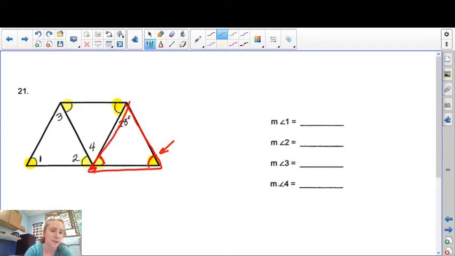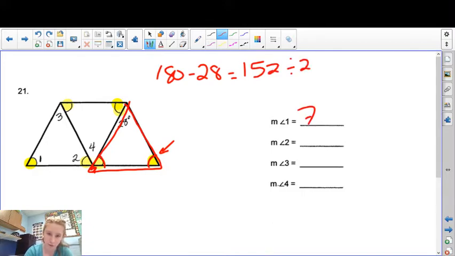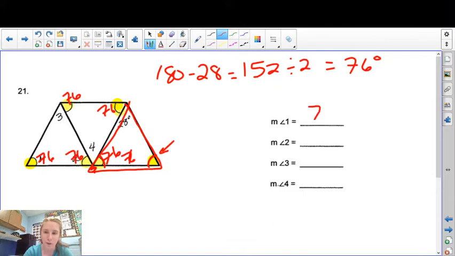Since these angles are congruent, I can take my 180 minus the 28, which is 152, and divide that in half, which gives me 76. Oops, that's not what I wanted to do. Which gives me 76. So every single yellow angle, 76. Which means angle 1 and angle 2 are 76 degrees.